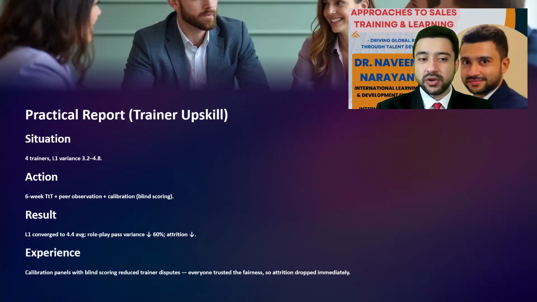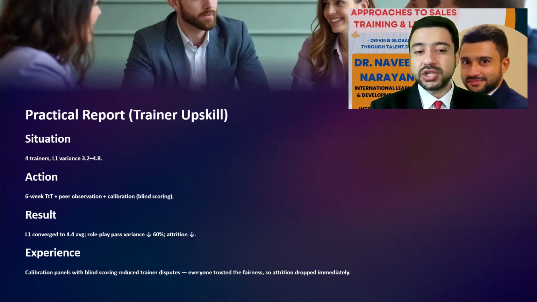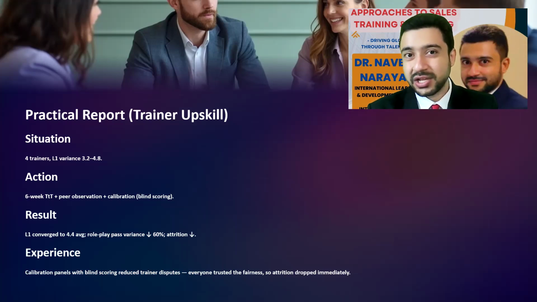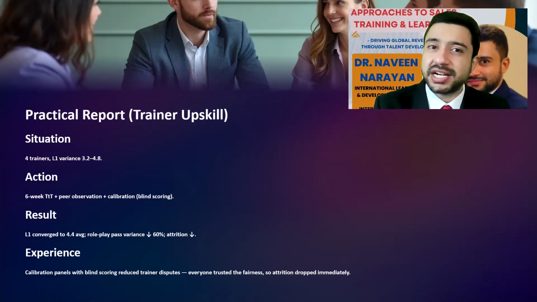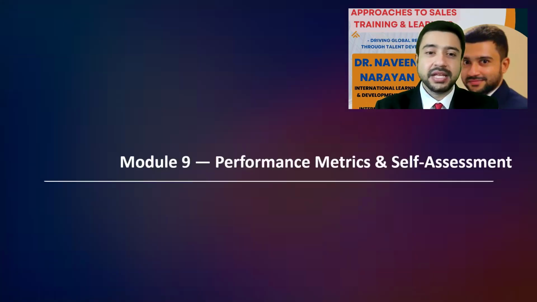So ultimately, the experience was, this calibration panels with blind scoring. What happened? It reduced the trainers' disputes, the on the floor disputes or different types of disputes, the conflict management, what we say. So that everyone, they started trusting the fairness. So attrition dropped immediately, as simple as that.